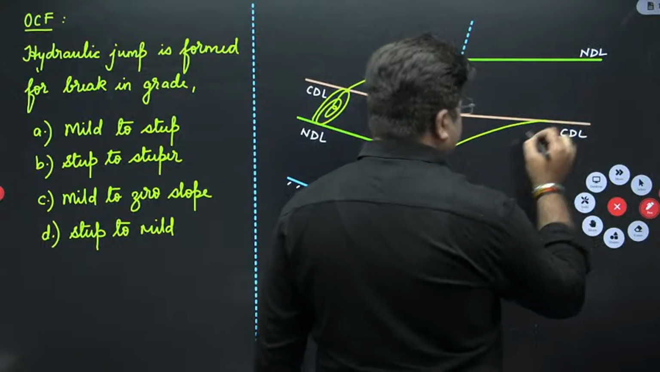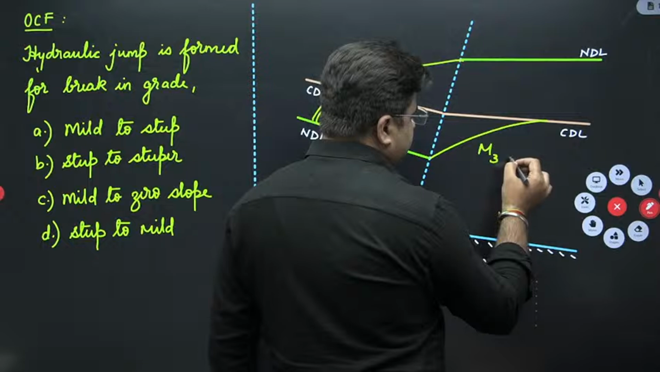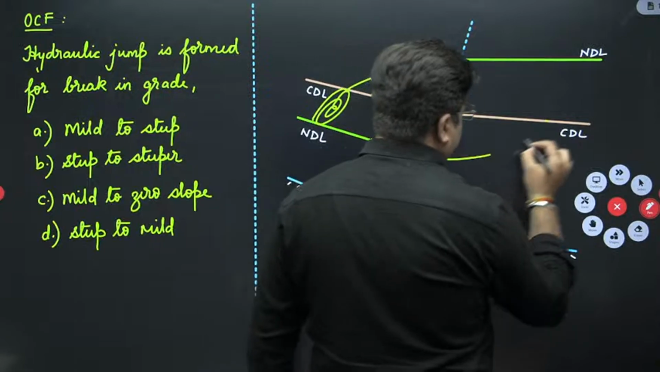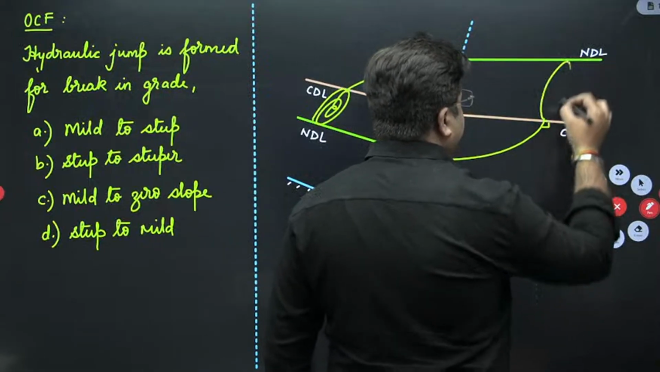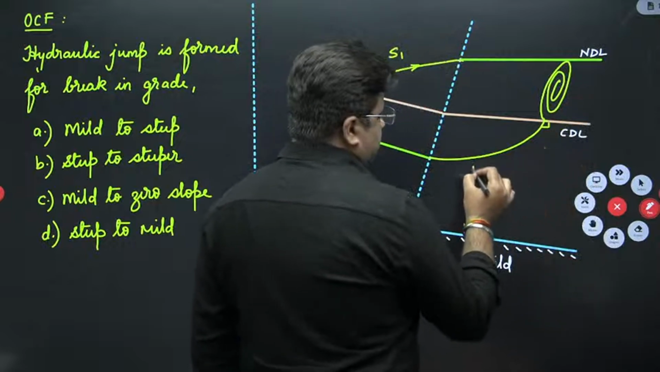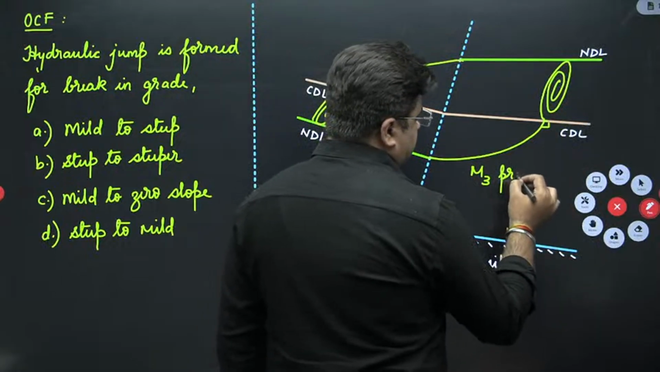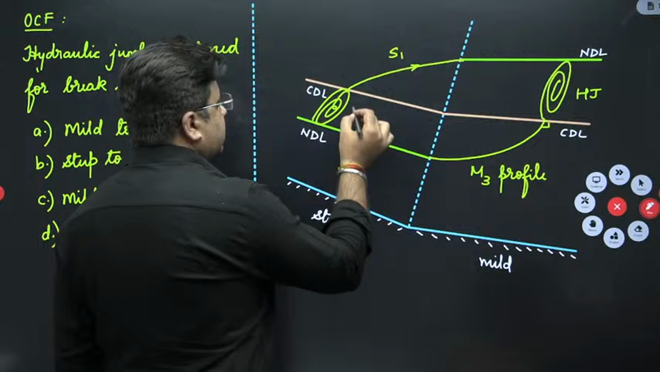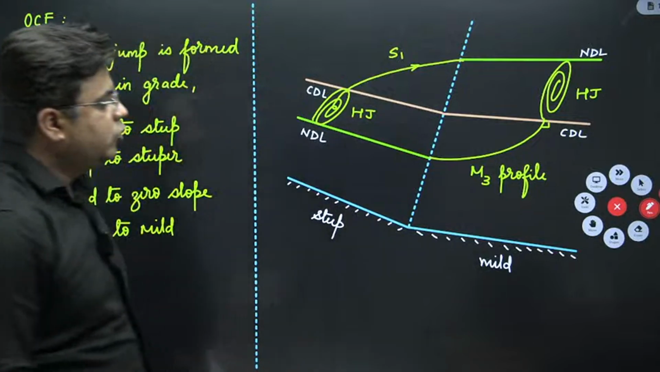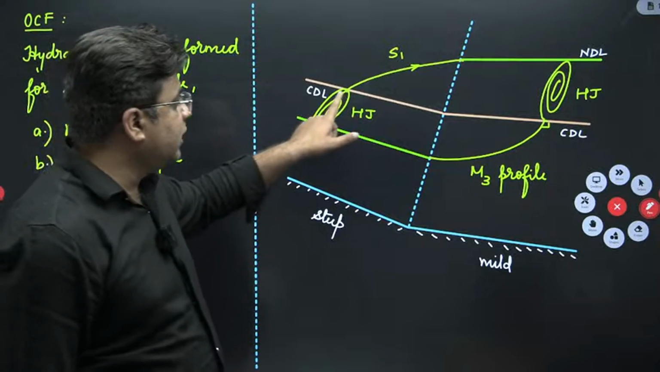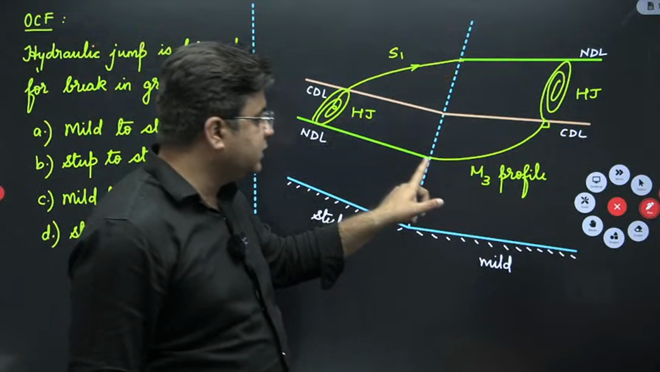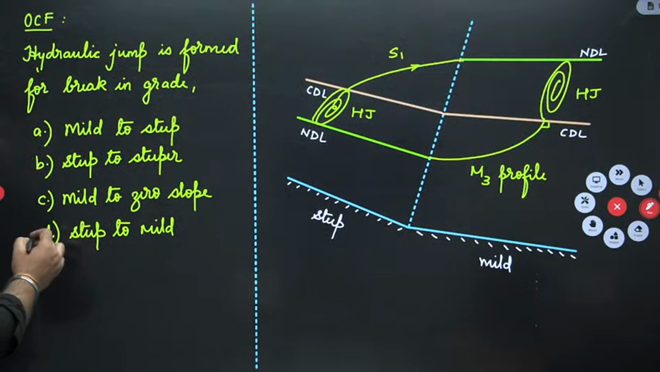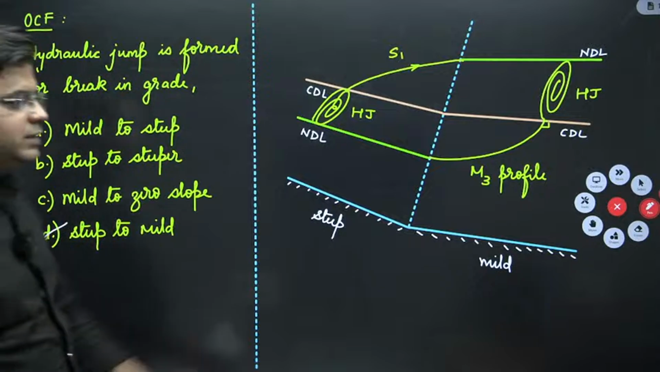When you have this M3 profile, let me draw the profile first. When you have this M3 profile, and then the hydraulic jump happens here. This is your hydraulic jump. So in two different profiles, the hydraulic jump is possible. First is hydraulic jump followed by S1 profile, and second one is M3 profile followed by hydraulic jump, right? So the correct answer here is when the break in grade is from steep to mild slope, then you will definitely see the hydraulic jump.